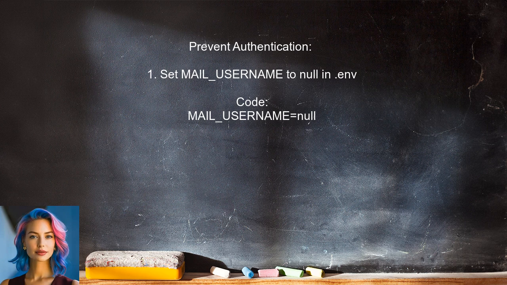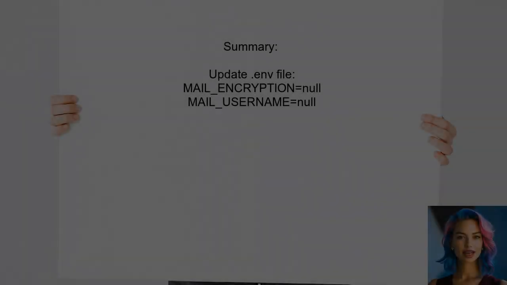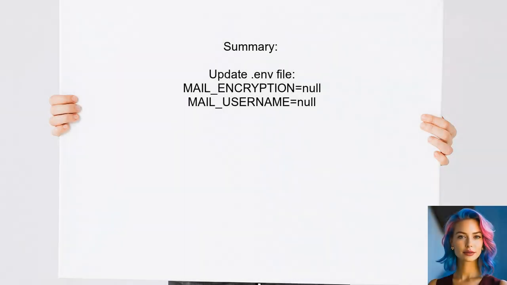Additionally, the SMTP server does not accept any authentication methods. To prevent authentication attempts, set the mail username variable to null in your .env file. In summary, your .env file should include these lines to disable both TLS encryption and authentication.